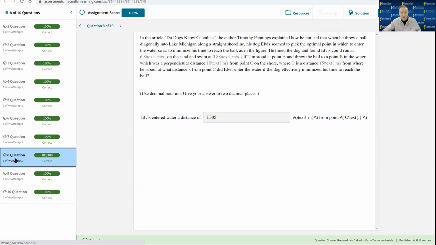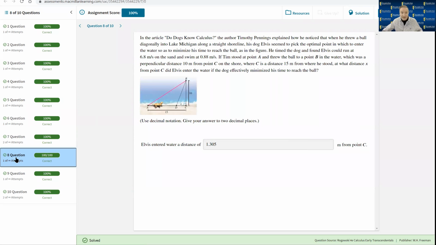For the next problem here, I like this one. It says in the article, "Do dogs know calculus?" The author, Timothy Pennings, explains how he noticed that when he threw a ball diagonally into Lake Michigan along a straight shoreline, his dog Elvis seemed to pick the optimal point in which to enter the water so as to minimize the time it took him to reach the ball.